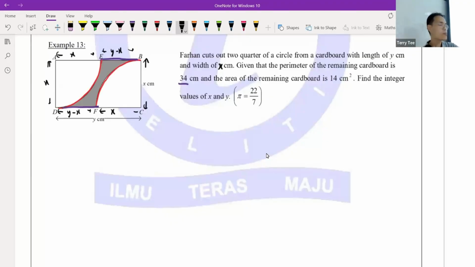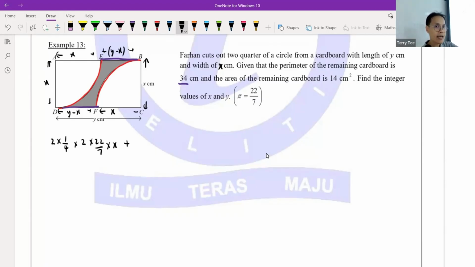Okay, now question say use pi equals 22 over 7. So we know a complete circle is 2 pi r, but this is 2 of a quarter of circle. So one circle is 2 pi r. This is 2 times of a quarter of circle. So times 2 pi r, your r is x, right? Then you add these 2 parts here.